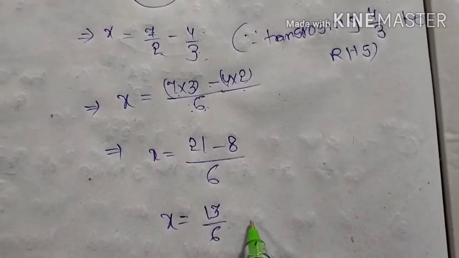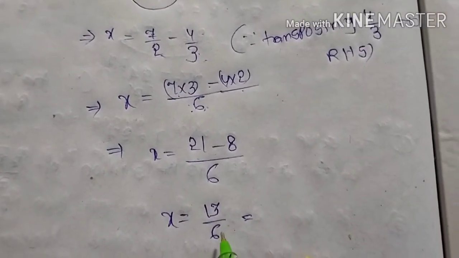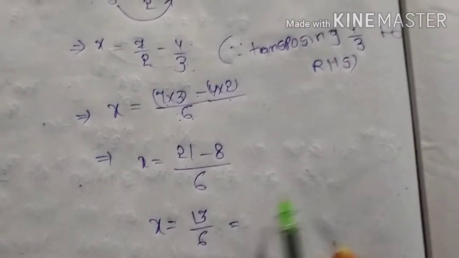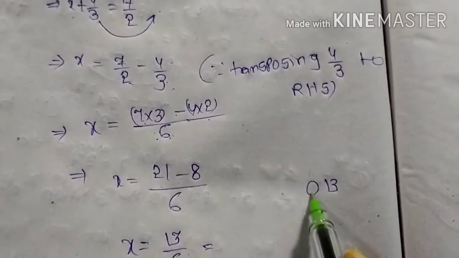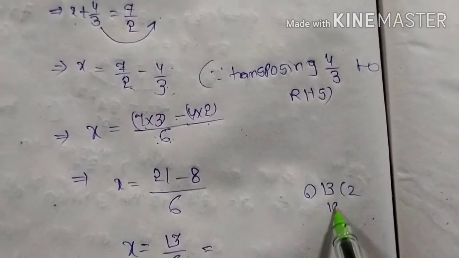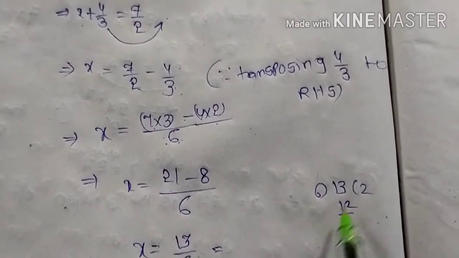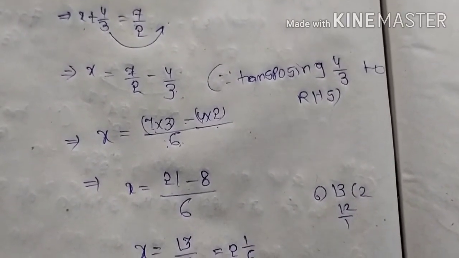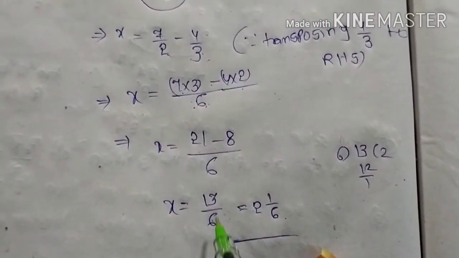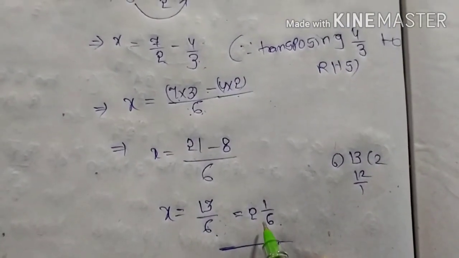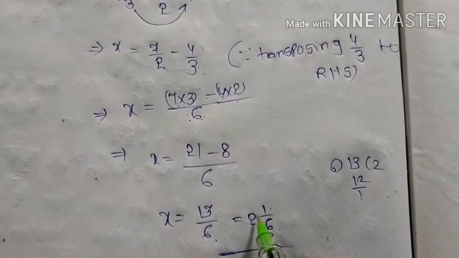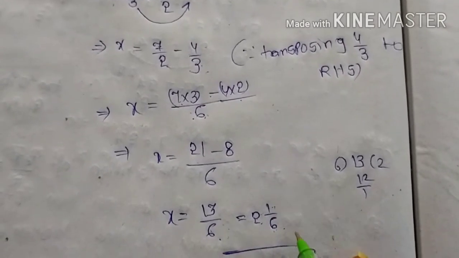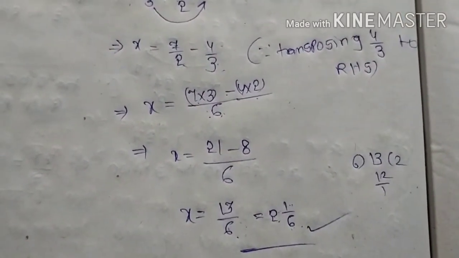Or if you want, you can convert it into mixed fraction. See here, 6 1 ja 6. See, 13 by 6 means 6 2 ja 12. Remainder is how much? 1. That means you can write here 2 1 by 6. Your answer is how much? 13 by 6. Or we can write it as 2 1 by 6. 6 2 is 12. 12 plus 1 is 13. Your answer is x is equal to 13 by 6.